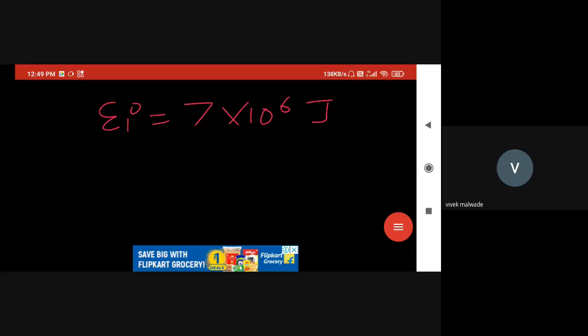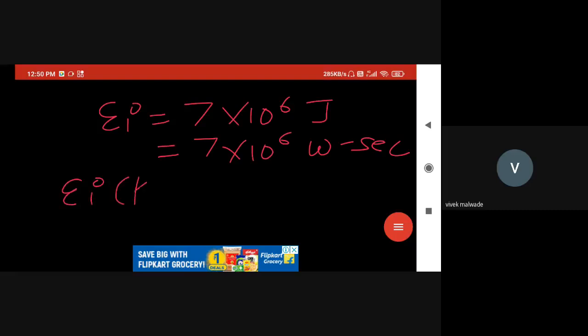Are you getting it? So this 7 into 10 raised to 6 joules we have already seen is nothing but watt second. As we know that 1 joule is equal to 1 watt second, therefore 7 into 10 raised to 6 joule is 7 into 10 raised to 6 watt second. Now as we need input energy in terms of kilowatt hour for our bill purpose, so input energy in terms of kilowatt hour is equal to 7 into 10 raised to 6 watt second.